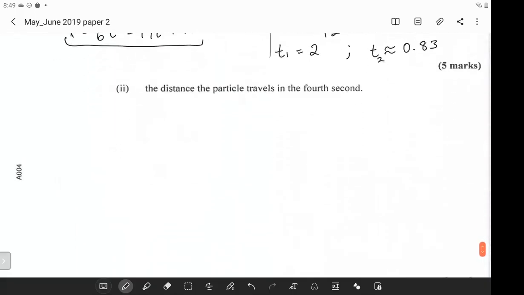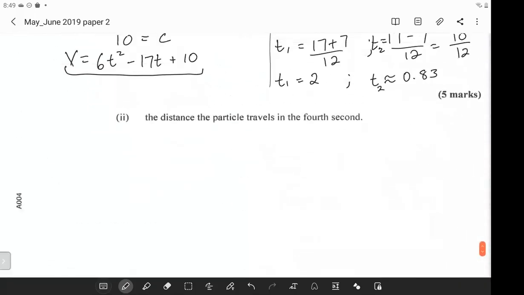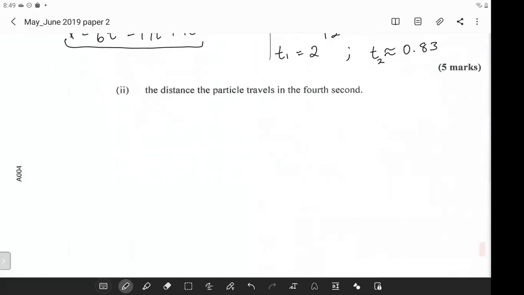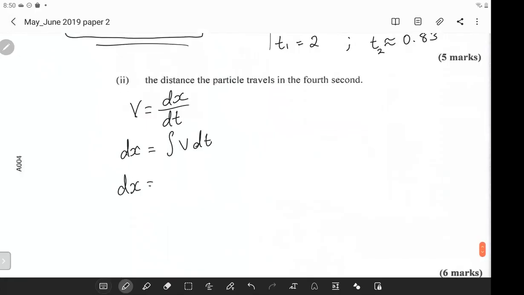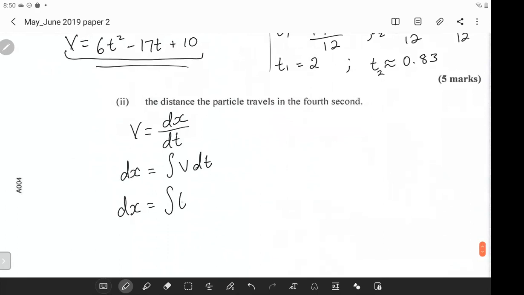Cool. So the distance the particle travels in the 4th second, so that's the final thing. So we want to find distance. Now remember that velocity is the rate of change of distance, or in this particular example, dx/dt normally is the rate of change of displacement, but here we could use them interchangeably. So the displacement is the integral of v dt. And what is v? v was given right here. So dx is equal to the integral of 6t squared minus 17t plus 10.